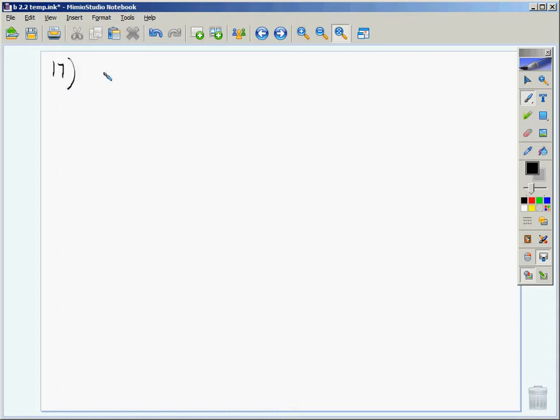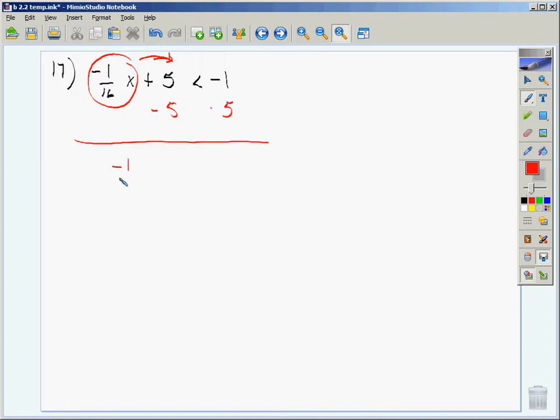Number 17 says a negative 1/16 x plus 5 is less than a negative 1. Getting x by itself, I want to get rid of this plus 5. I subtract 5 from both sides. I have a negative 1/16 x is less than a negative 6.